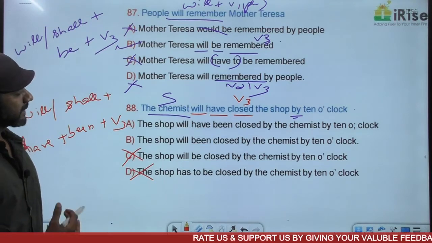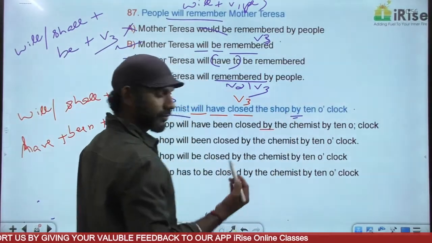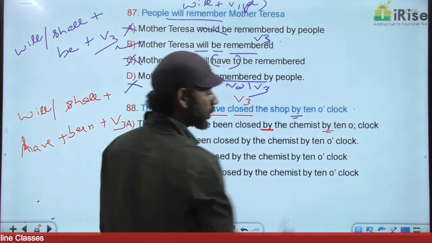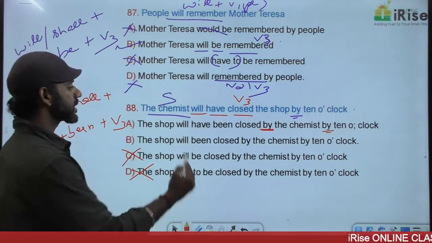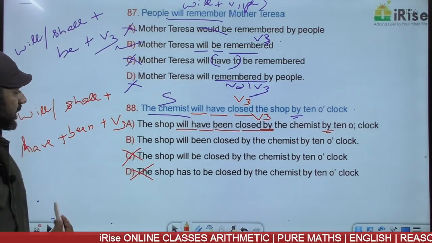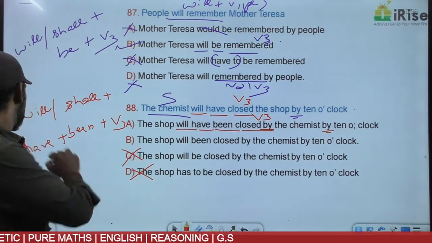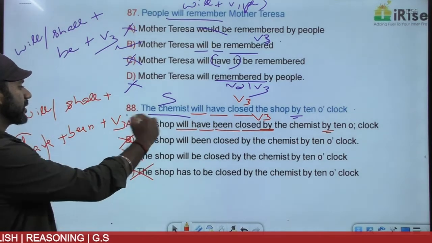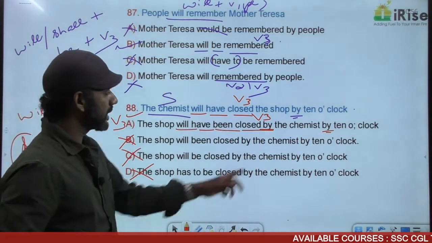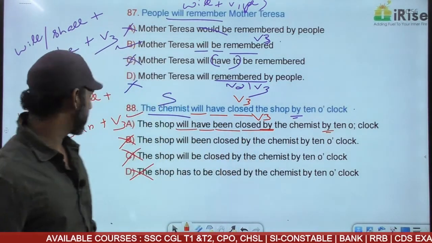Come to option A. The shop will have been closed by the chemist by 10 o'clock. This by is a passive voice by. This by is a future perfect by. Will have been closed is will plus have plus been plus V3. Future perfect must be considered. Come to B. The shop will been closed by the chemist by 10 o'clock. What is missing here? Have is missing here. B is gone. The answer must be option A. The shop will have been closed by the chemist by 10 o'clock.